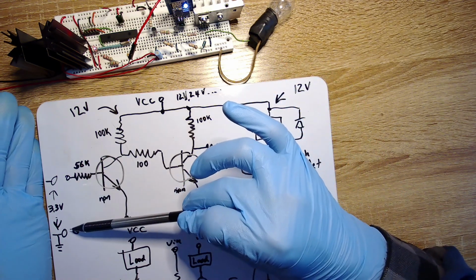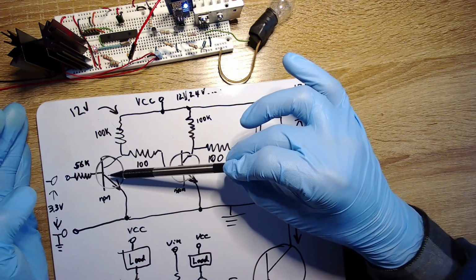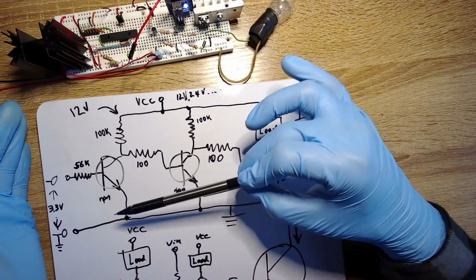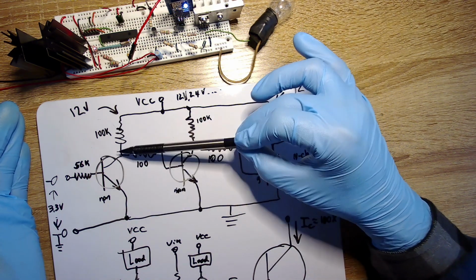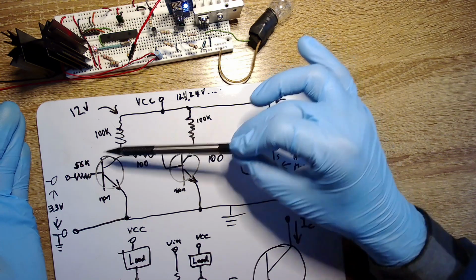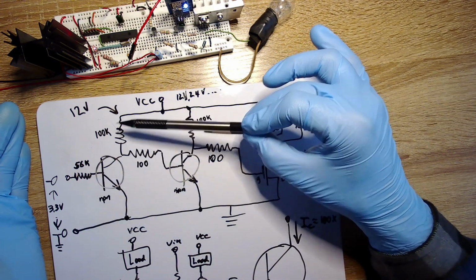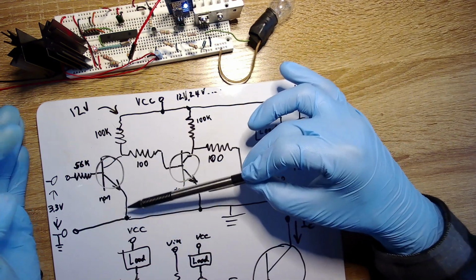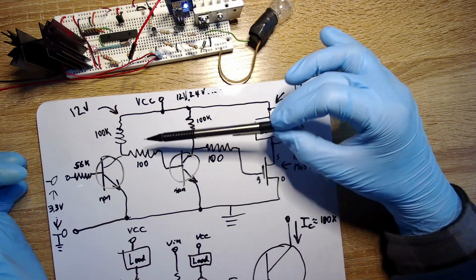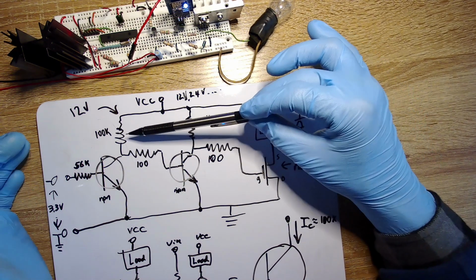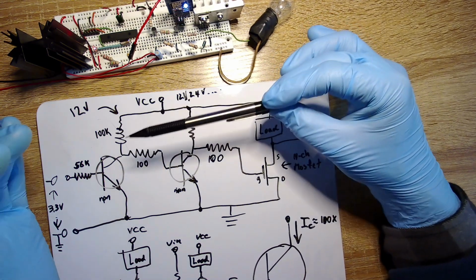If this is off, then this transistor is going to be off. This thing will have no connection to ground, and therefore the voltage up here will be high. So when this is off, the voltage here is high. When this is on, the voltage here is low. See, it's an inverter.